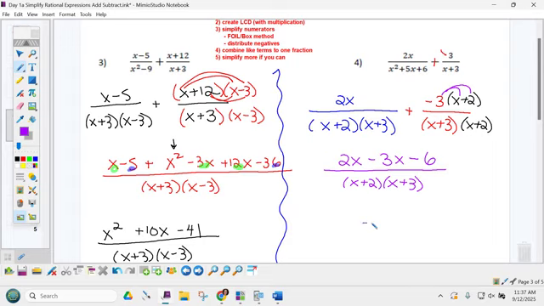Okay, combining our like terms. And that's that. We cannot simplify this fraction anymore. That problem is completely simplified.